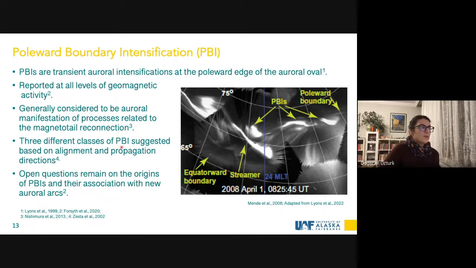There are three different classes of poleward boundary intensifications, depending on their alignment and propagation directions. Whether they are north-south aligned or east-west aligned, they can be classified separately because of processes associated with their convection in the magnetotail. How the poleward boundary intensifications occur, what their origins are, and how they are associated with new auroral arcs through their alignments is still an open question.